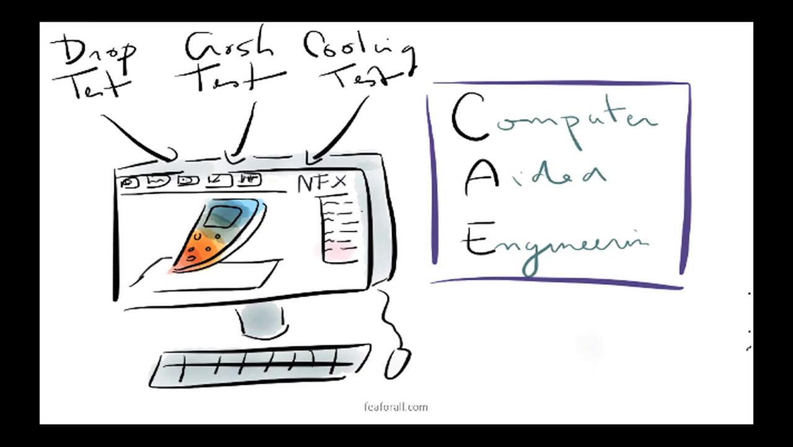So as you see, CAE stands for Computer Aided Engineering. It is a way to solve all kinds of engineering problems of your product with a computer. This kind of software is also known as FEA analysis software because it uses finite element analysis to solve engineering problems. You can directly perform all these tests, the drop test, crash test, and cooling test, in the CAE software, and you don't need to spend money on so many physical tests.